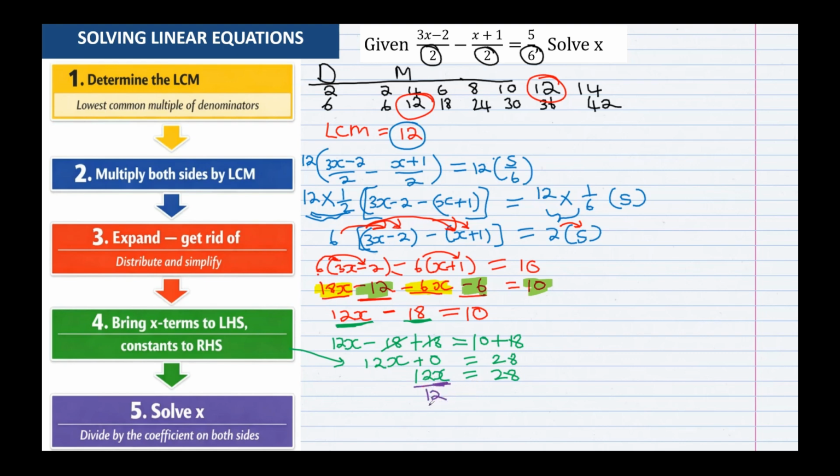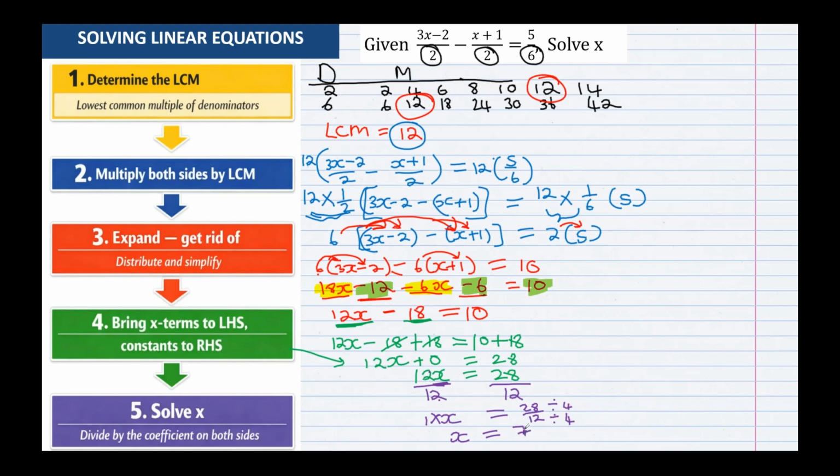So then 12 divided by 12 is 1. So it's going to be like this. 1 multiplied by x equals 28 over 12. So this is basically x, because 1 multiplied by x equals x. And then we can simplify this further by dividing both the numerator and the denominator by 4. And then we have 7 over 3. So x is 7 over 3.